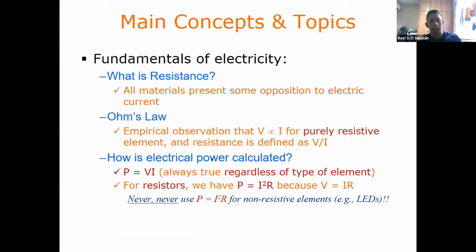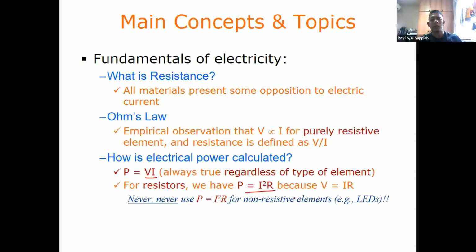We also introduced you to fundamentals of electrical principles such as resistance. Resistance is basically the opposition to the flow of current. We saw Ohm's law, and we also saw power. Power can be calculated as VI, and in the case of resistors, we can also use I squared R.